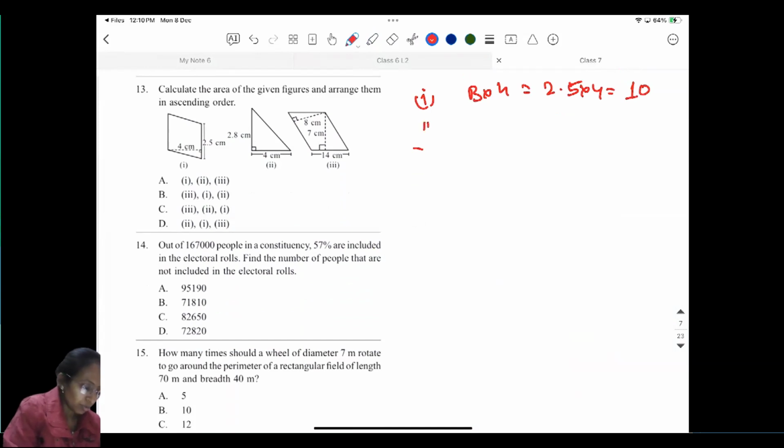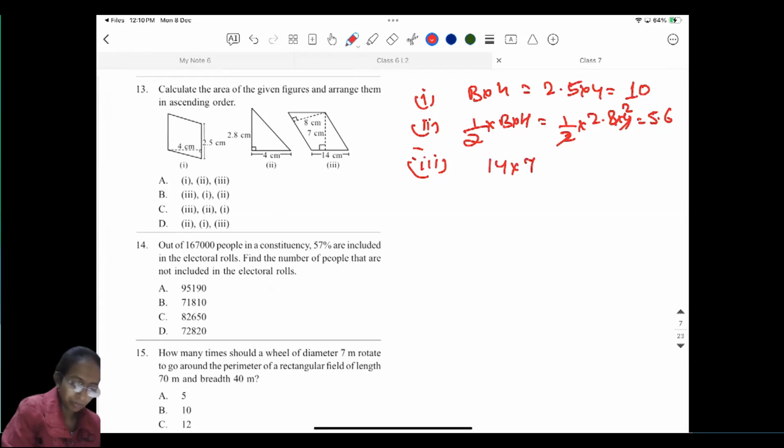Right? The second one is a triangle. So half base into height. So that is 1 by 2 into 2.8 into 4. So that will be 5.6. And the third one is again a parallelogram. So 14 into the corresponding height is 7. So 14 into 7, that will give us 98. So ascending order, the area of triangle, that is the second part is the smallest one, then the first one, and last the third part.